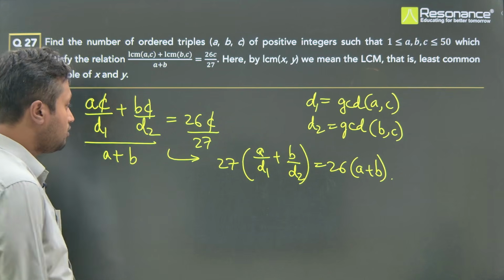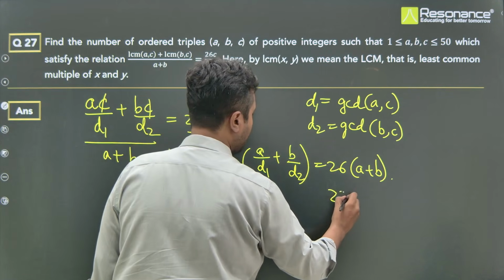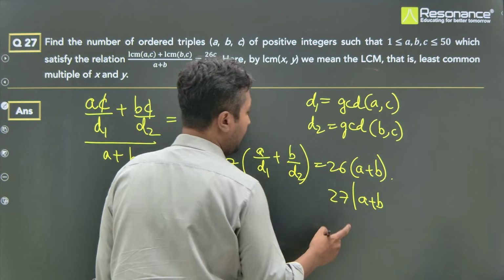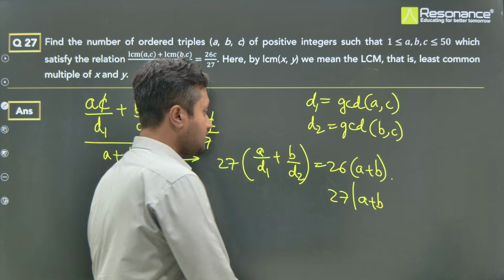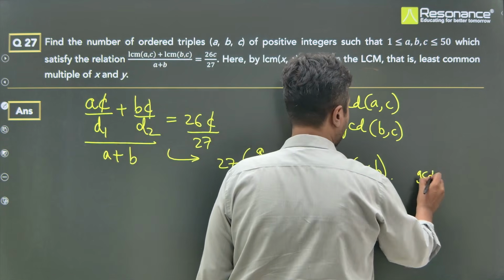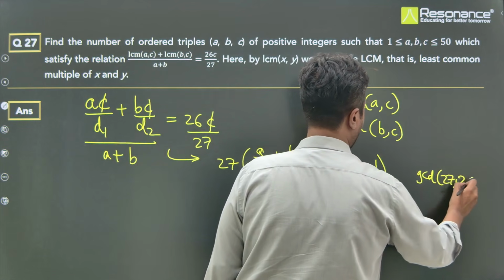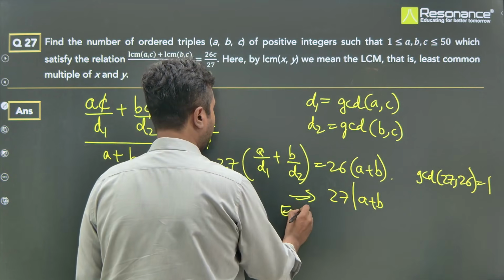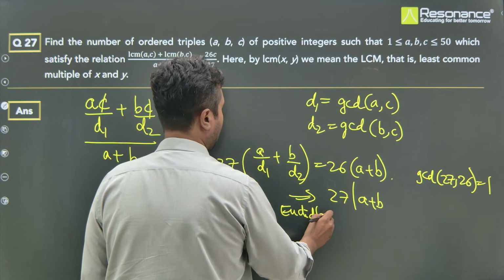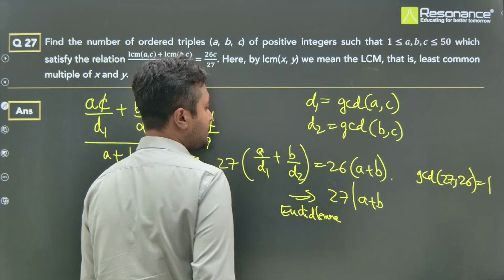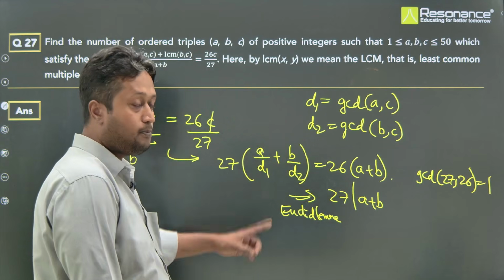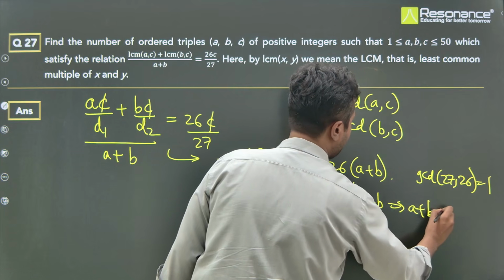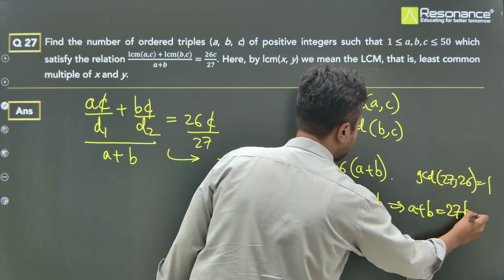Okay, now that immediately tells you that 27 divides (A plus B) into 26, but then since GCD of 27 and 26 is 1, Euclid's lemma will tell you that 27 has to divide A plus B. Therefore, A plus B has to be some multiple of 27.